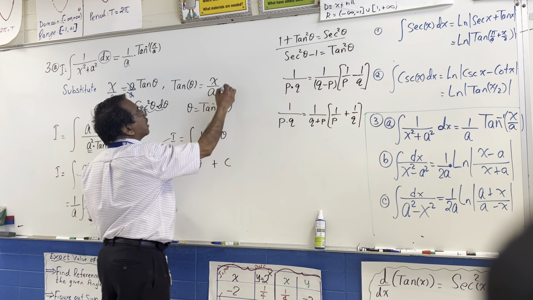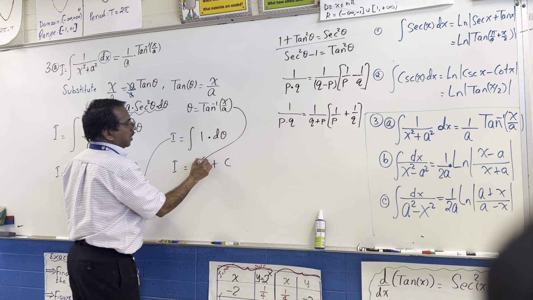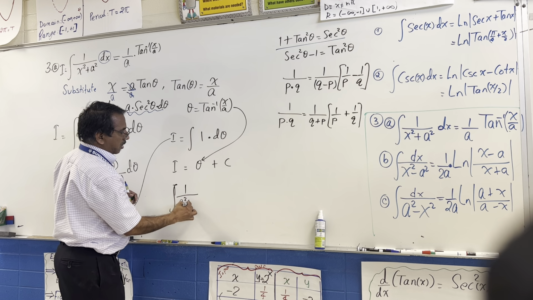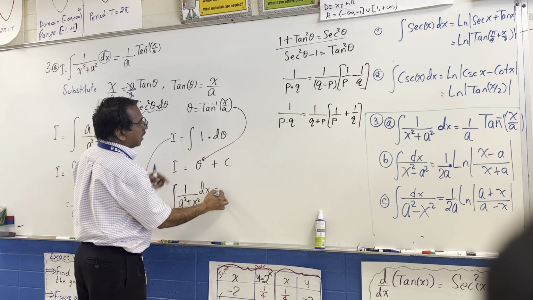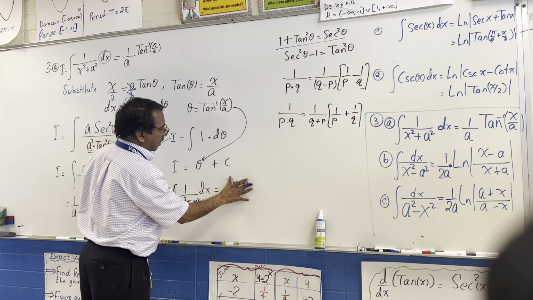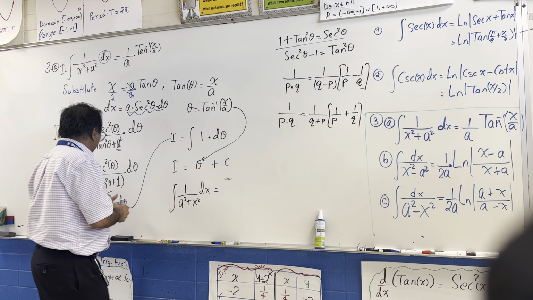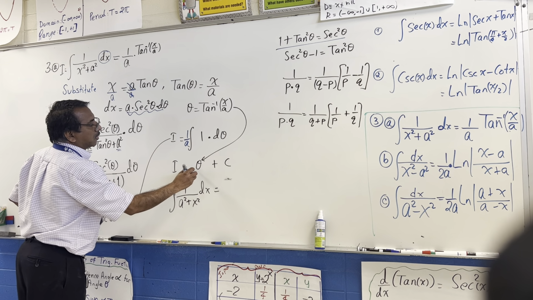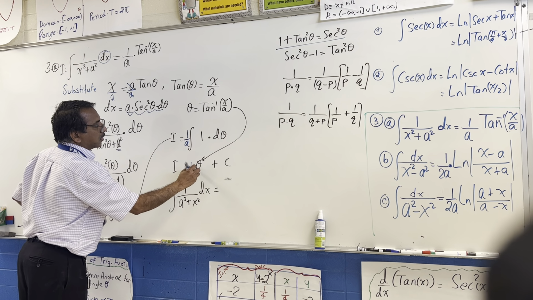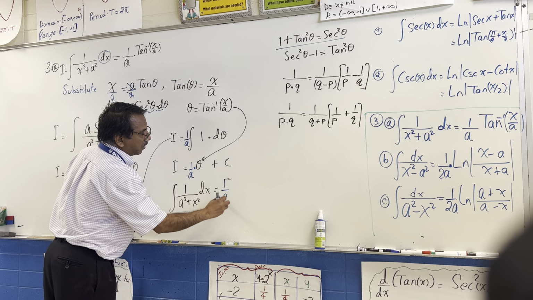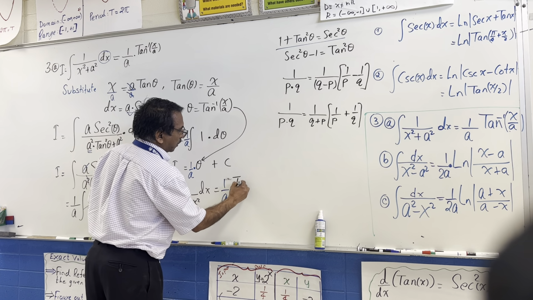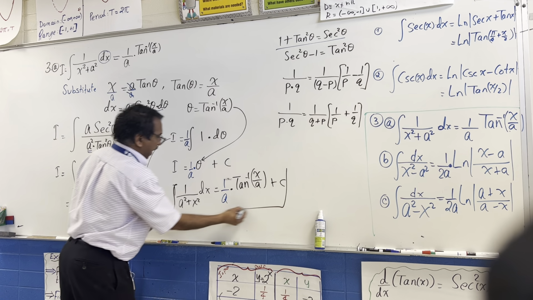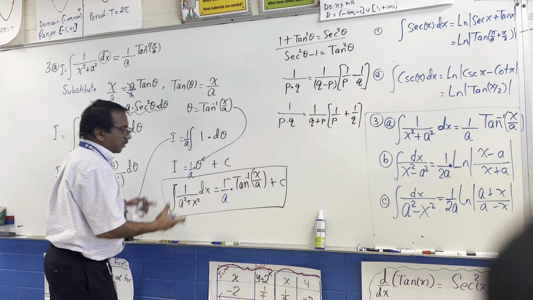But what is theta from here? Theta is tan inverse of x over a, so you replace it here. So the integral of 1 over a squared plus x squared dx is, there's a 1 over a right here, which I misstated. So that's 1 over a. So this answer is 1 over a times tan inverse of x over a plus c. And that completes it. We can give so many examples.